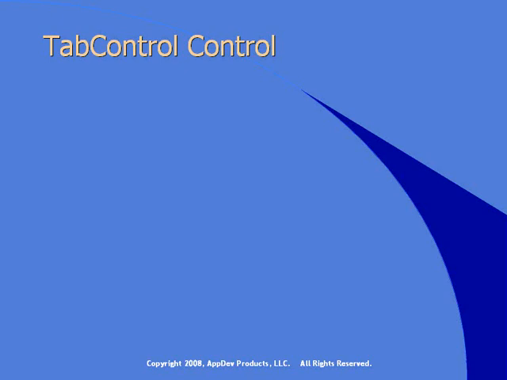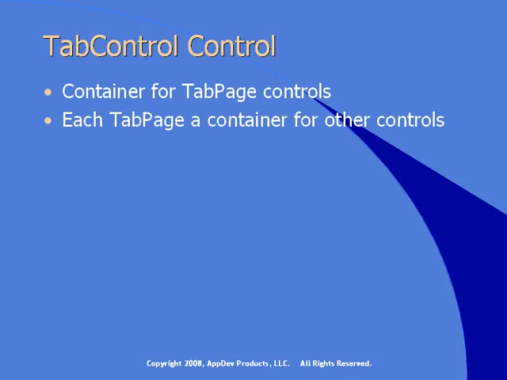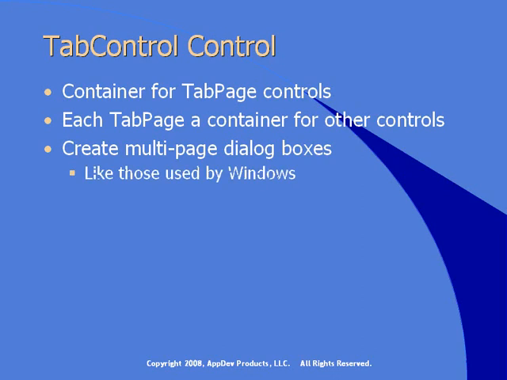The tab control should be pretty clear what this control does. It's a container for tab page controls, and each tab page is a container for other controls. You can use the tab control to create multi-page dialog boxes like those used by Windows, or you can just lay out multiple pages of controls to consolidate controls and allow many controls on the page that you wouldn't be able to fit without the tab control. Let's start out by laying out the tab control manually to see how it works. Then we'll look at an example of a pre-created form to show off some of the features of the tab control.